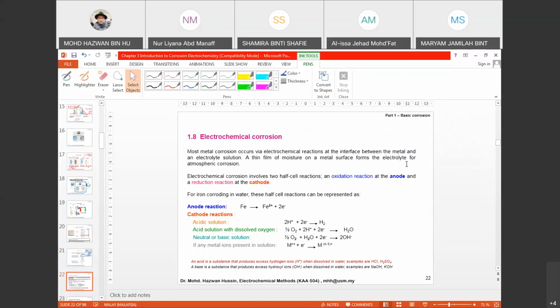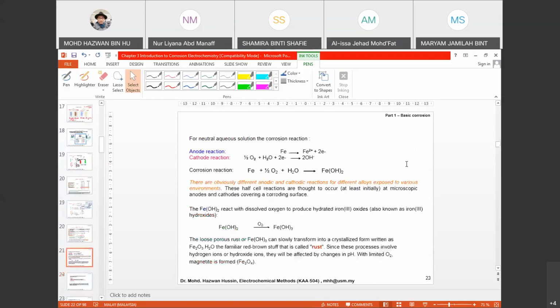So this is more or less what I have mentioned earlier. In the electrochemical corrosion reaction, you have metal dissolution at the anode terminal, and then at the cathode reaction, if it is in acidic solution, you have the formation of hydrogen gas. If it is in neutral solution, then it will be the formation of hydroxide ions. I'm going to skip this one because we have gone through it in the initial stage. It's just to show you how rust starts to form.